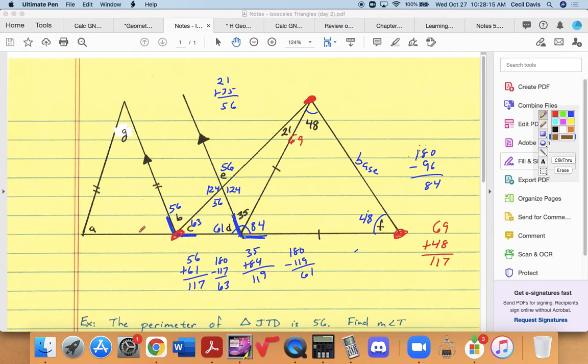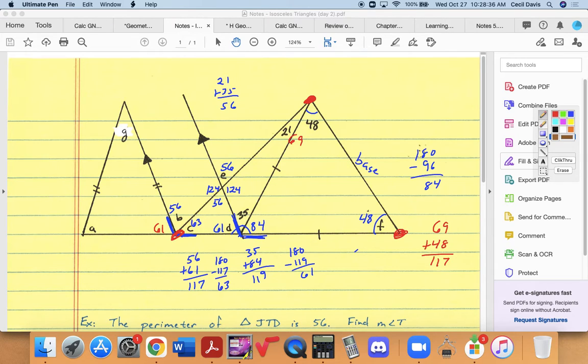63. Wait. Hang on. I was looking here. Go ahead. So since the two lines are parallel and the 61 is corresponding to that one angle, that'd be 61 too. Yes. Hang on just for a second.